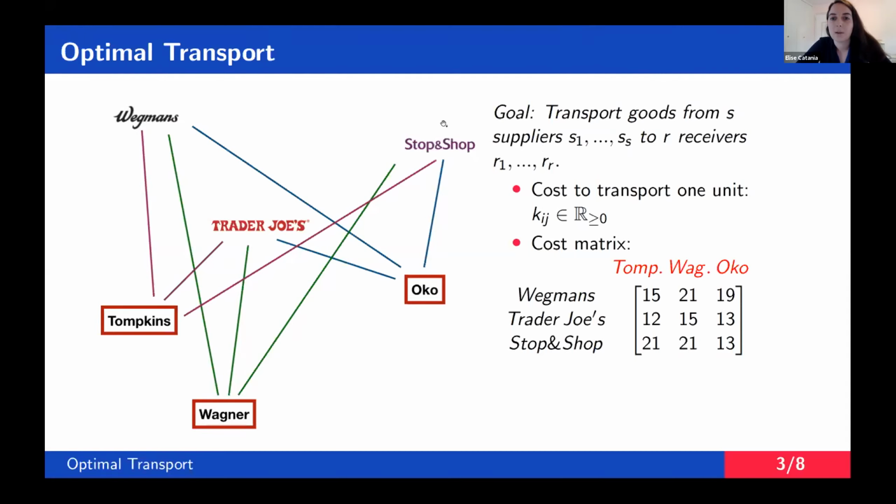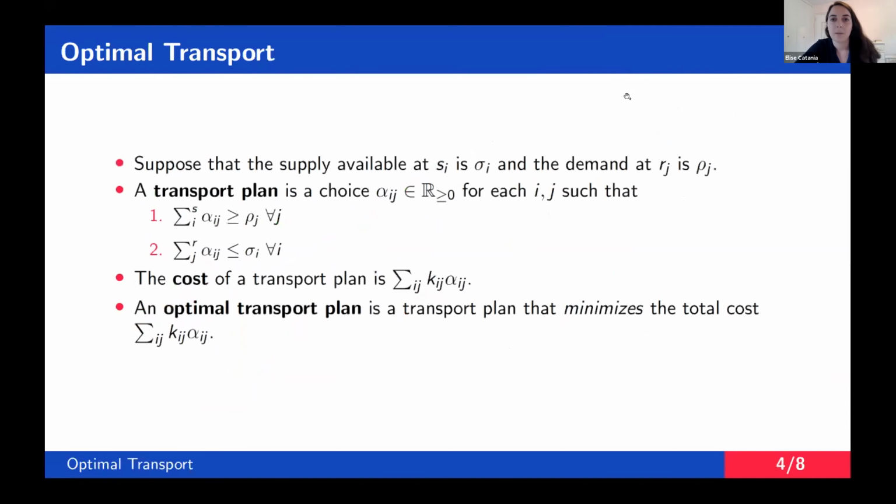And so we have a cost to transport 1 dozen eggs, which we denote as K sub ij, which is just a non-negative real number. And we have an associated cost matrix with this. Okay, so each farm has a certain amount of supply, and each grocery store has a certain amount of demand. So we'll denote the supply as sigma sub i and demand as rho sub j. And so we have a choice to be made, because let's say Wegmans, a grocery store, wants to know, well, how many dozens of eggs should they buy from each respective farm?